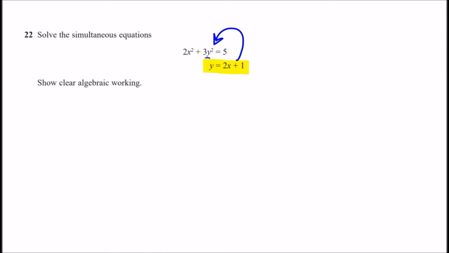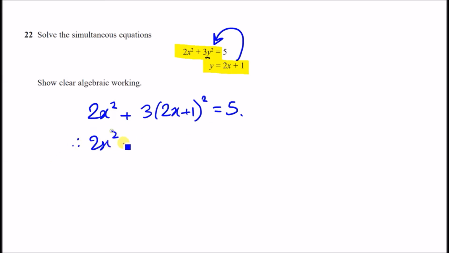So this means this entire first equation now is going to be 2x squared plus 3, and notice it's y squared. It's going to be all of the y term, which is 2x plus 1 squared, and that's going to equal 5. Now all you want to do here is expand this, and then just keep simplifying until you get some equation in terms of x. So therefore, expand this carefully.